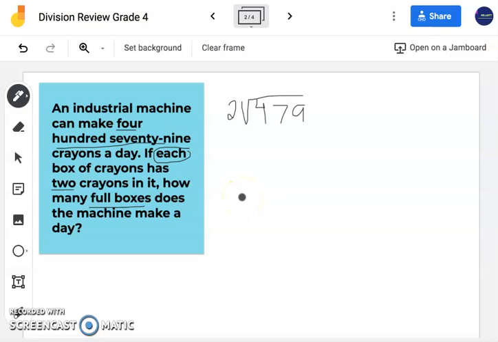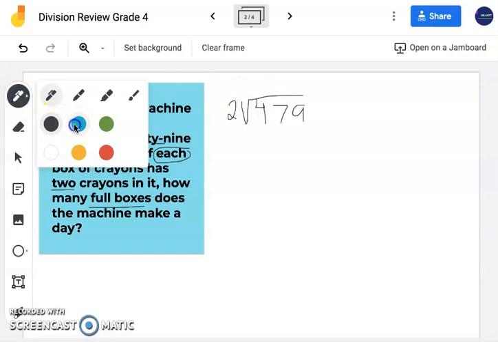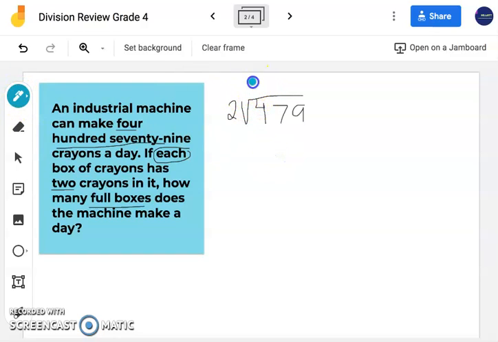So first let's solve. For this problem, I'm going to use the standard algorithm. Each problem I'm going to use a little bit different strategy, but for this one, let's do the standard algorithm. So I look at my first digit, which is a 4 in my dividend. 2 times what number gets me close to or exactly to 4? So I know 2 times 2 is exactly 4. So let's use that. Now I'm going to subtract and I'm left with 0.